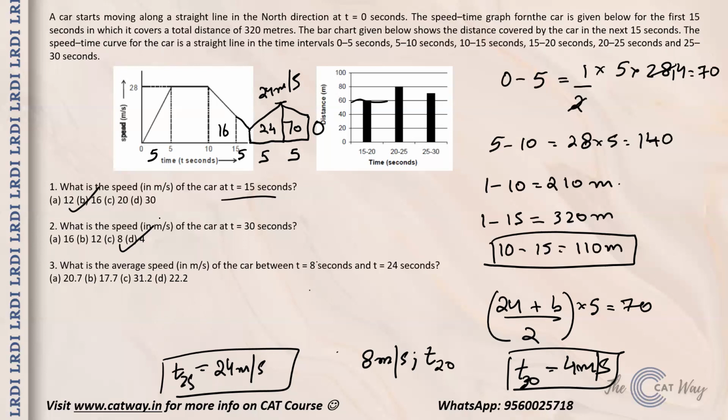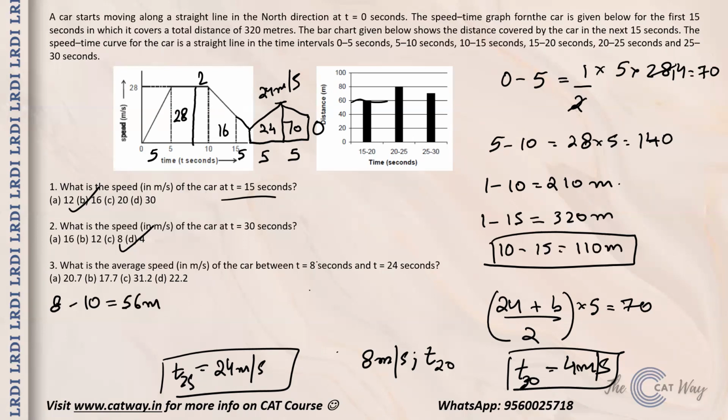Now moving to the third question. What is the average speed in meters per second of the car between t equals 8 and 24 seconds? So guys, t equals 8 would fall somewhere over here. Here the length is the same, equal to 28, and the breadth is 2, right? So between 8 and 10 seconds, the car traveled 28 into 2, that is 56 meters.